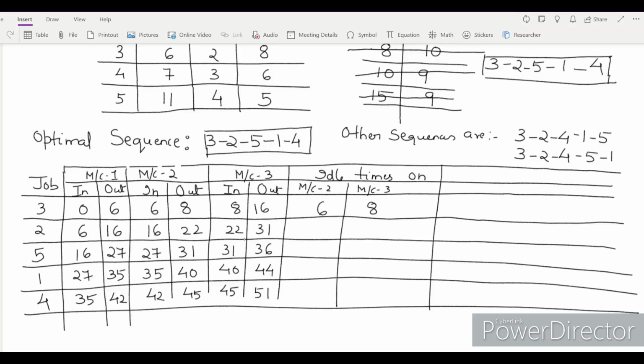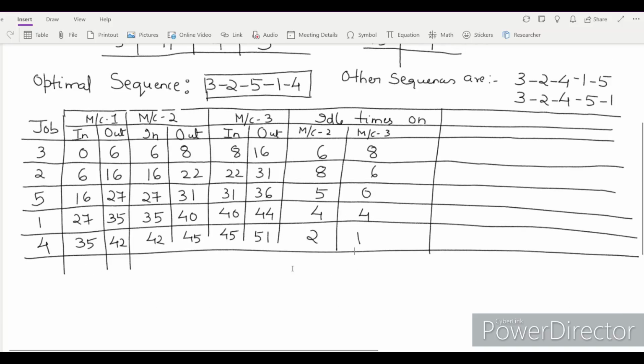Similarly, in the second case, you can see that idle time for machine 2, it has to wait for another 8 minutes. So it is 8, it is 8, it is 6. Here in this case, it is 5, 0, 4. Now it is 4, 4. It is 2. This class I have already told you.